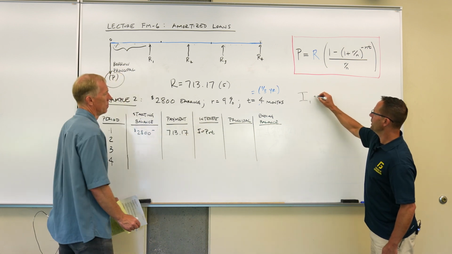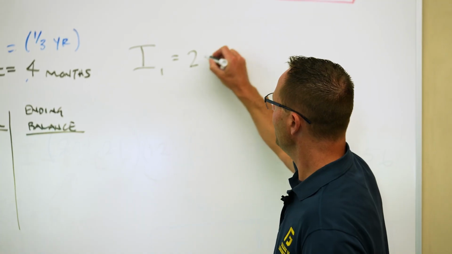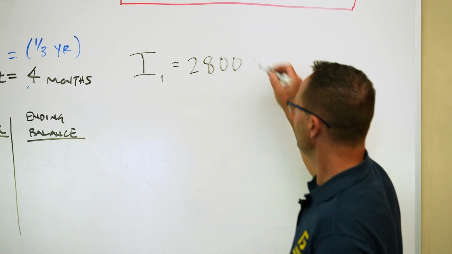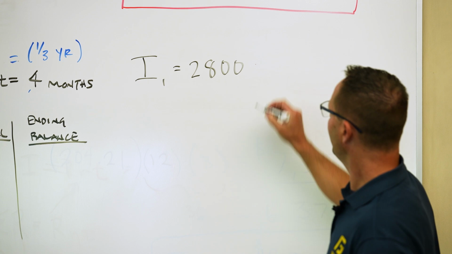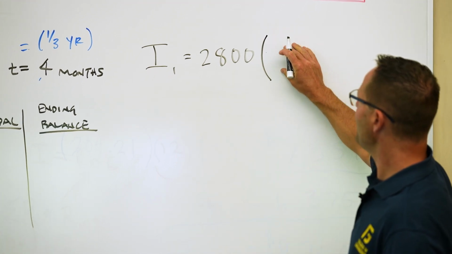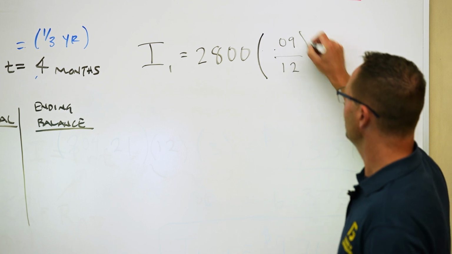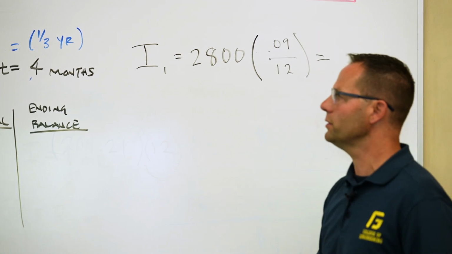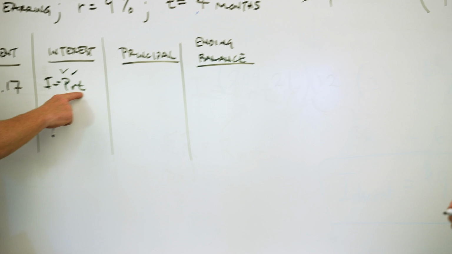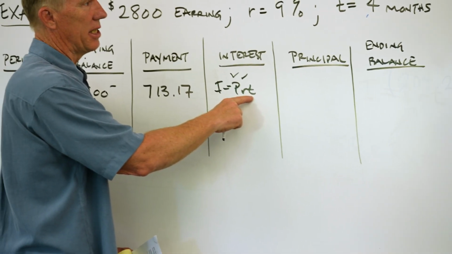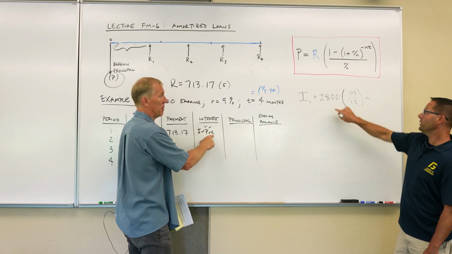Interest 1 would just be how much money I presently owe, P, times the percent that I pay that month, which is 9%, cut into 12 pieces. Good. You calculated that out for me, didn't you? Now, there is a T, isn't there? There is technically a T in this formula. Yeah, it's in this one too.